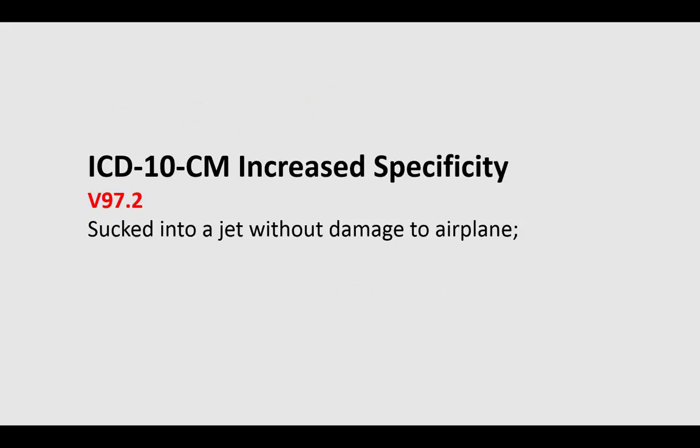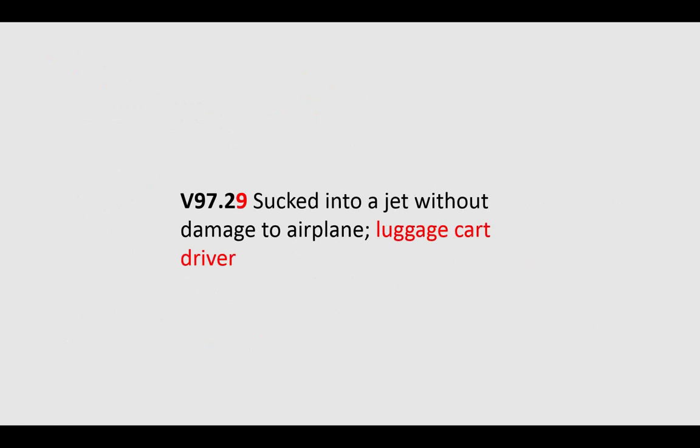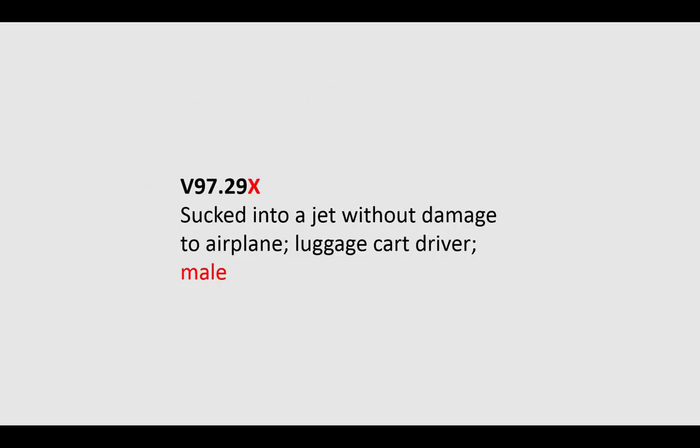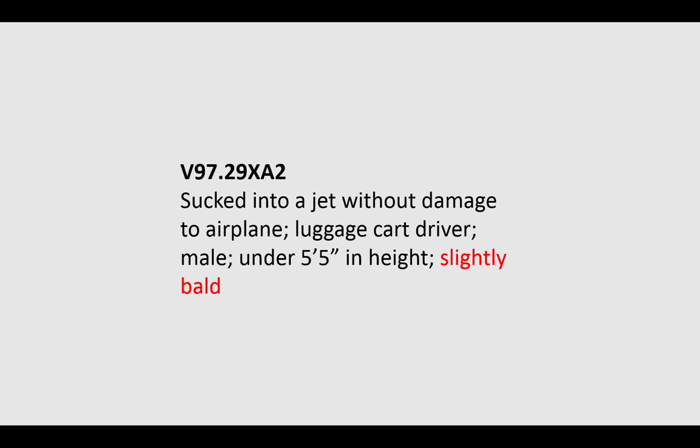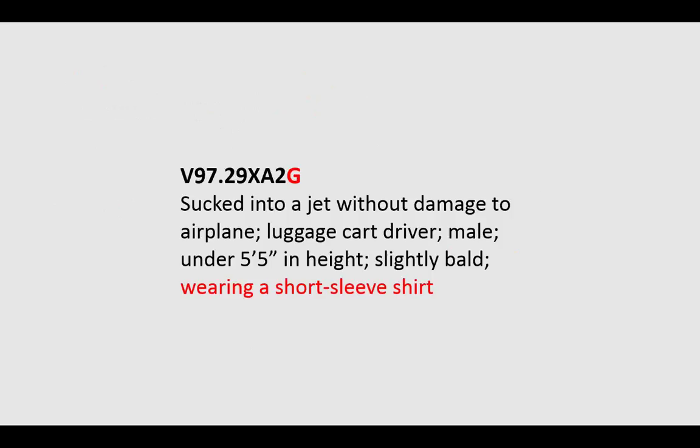If we look at these codes, you have probably also seen how ridiculously specific they become. For example, if you were a luggage cart driver who got sucked into that jet without causing damage to the airplane, that adds a character to this code. If you're a male, it adds yet another character. If you're under 5'5" in height, yet another character. Slightly bald, yet another. And wearing a short sleeve shirt, yet another. So you see how these can build to 7 characters.